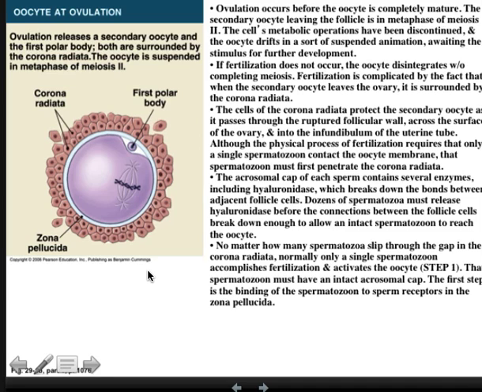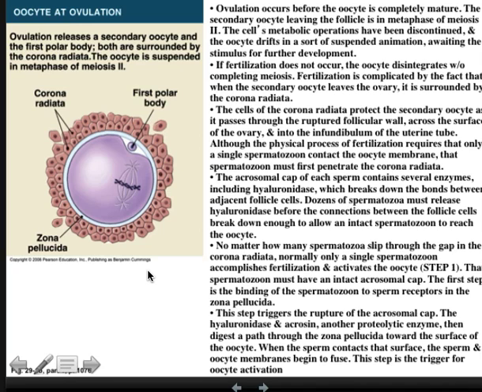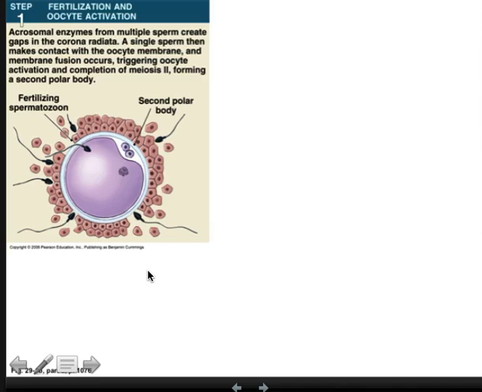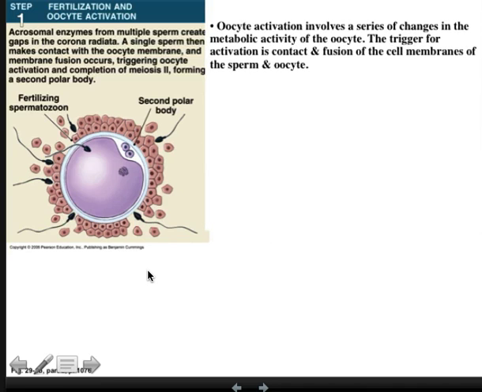That sperm must have an intact acrosomal cap. The first step is binding of the sperm to the sperm receptors in the zona pellucida. This step triggers the rupture of the acrosomal cap. The enzymes inside begin to digest through the zona pellucida toward the surface of the oocyte. When the sperm contacts the surface, the sperm and the oocyte membrane fuse, and this is a trigger for oocyte activation. And it's also, as we're going to see, a trigger for a couple of reactions that prevent something called polyspermy. And so here you can see fertilization and activation.